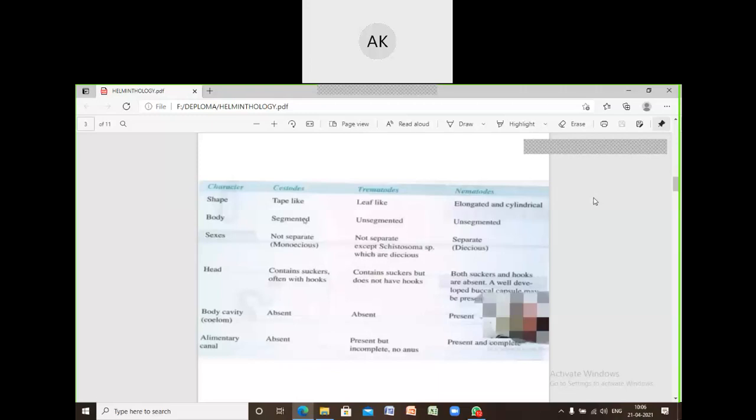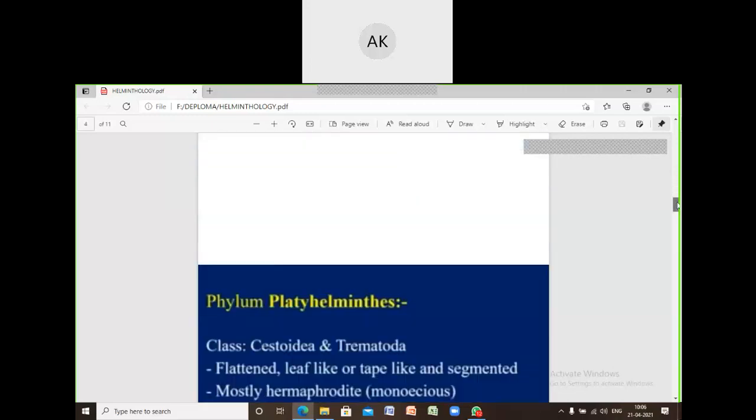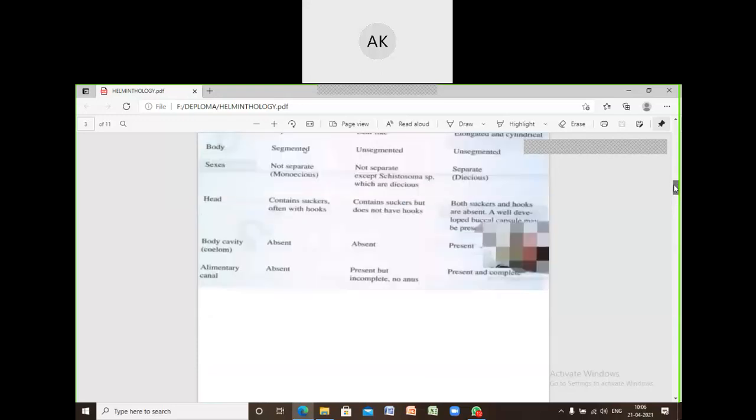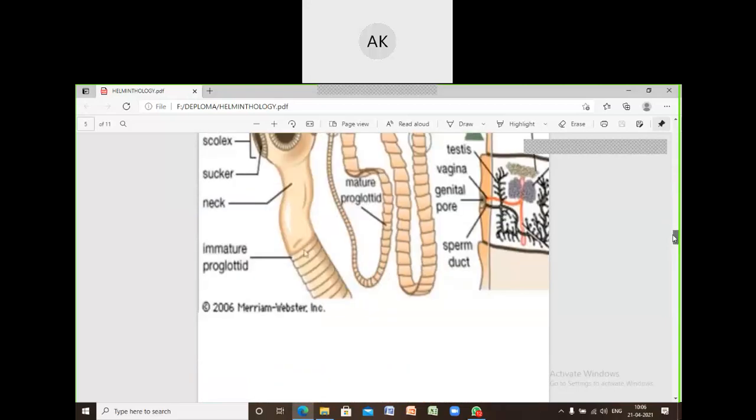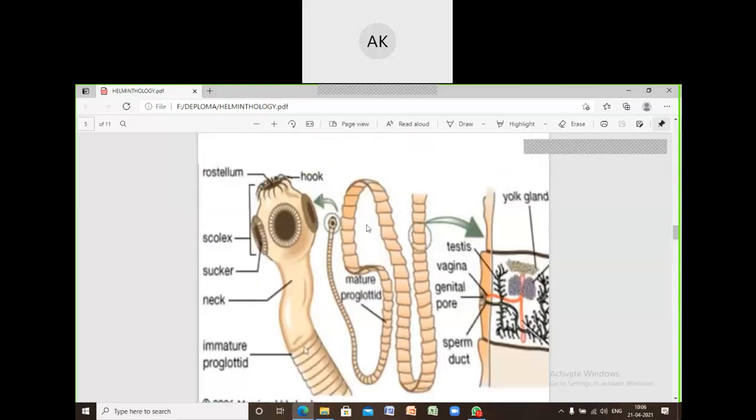Yes, ma'am. Okay. So what is this? As I said, it is a tape-like structure. What was the parasite which looked like a tape-like structure? Cestodes.